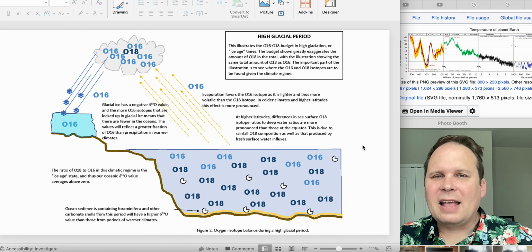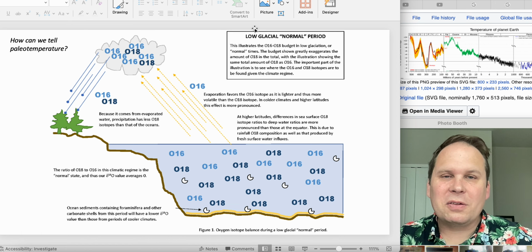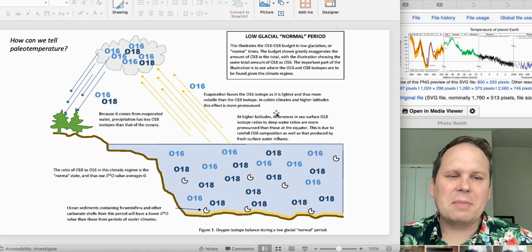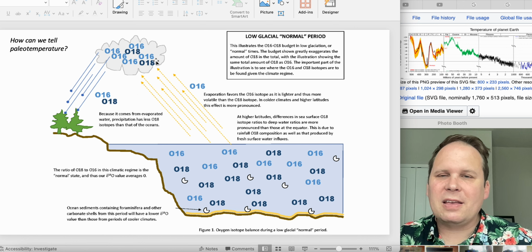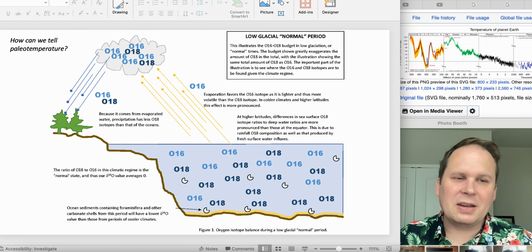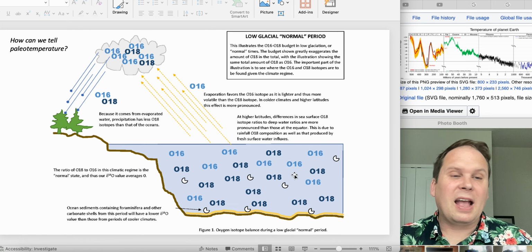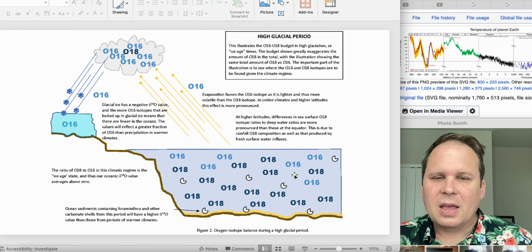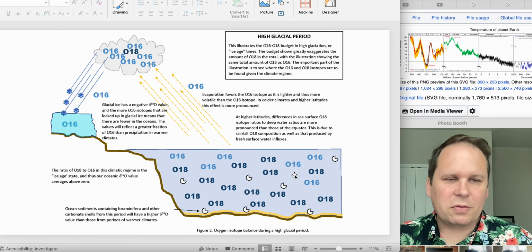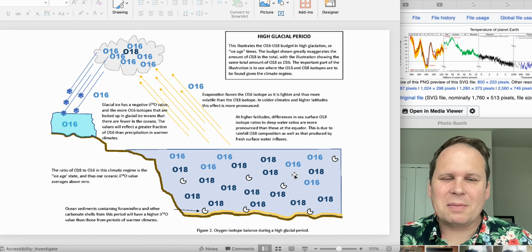All right. And so during low glacial or normal periods when there's not much glaciation on the surface of the Earth, what you'll have is that most of the O16 is going to go up into the atmosphere and then it's going to come right back down and it will end up in the ocean. And you'll have plenty of oxygen 16 floating around in the ocean, and being formed into ocean sediments and little animals that are living in oceans that also contribute to ocean sediments.